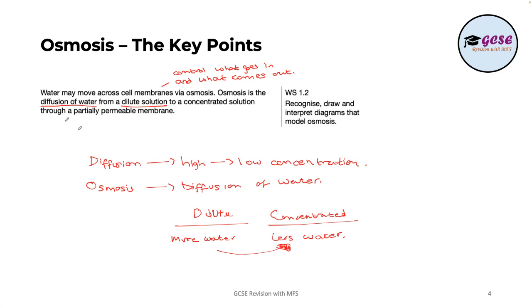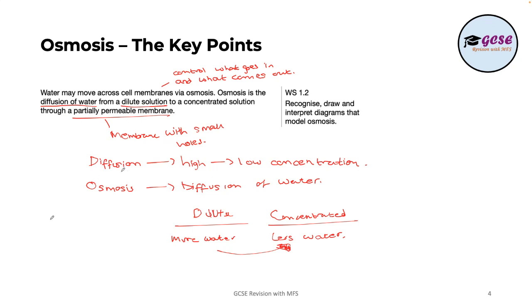Okay, and this all happens through a partially permeable membrane, and this is the mark that many students forget to write. A partially permeable membrane is just a membrane with small holes.